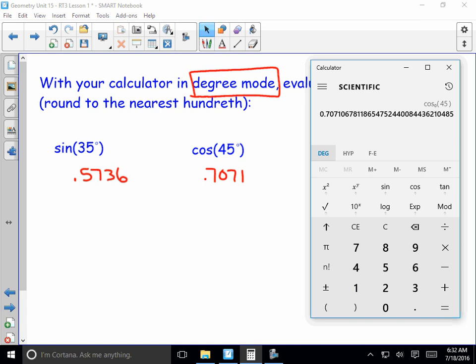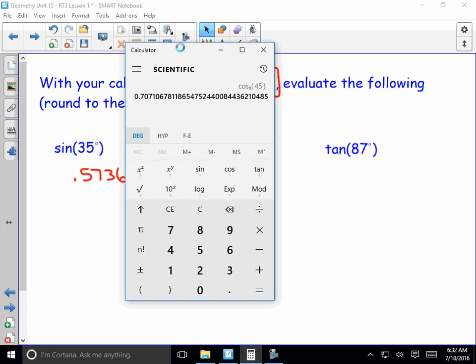And then just to finish up this last calculation, the tangent of 87. For a normal TI calculator, you would type in tangent first, then 87 and enter. Here I have to do this backwards. Some scientific calculators that are not graphing calculators work in this mode. And we get the tangent of 87 is 19.08.